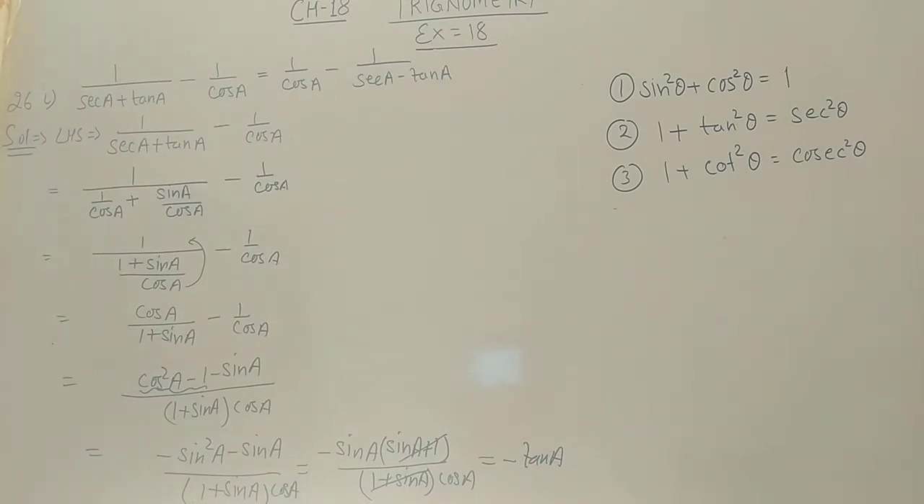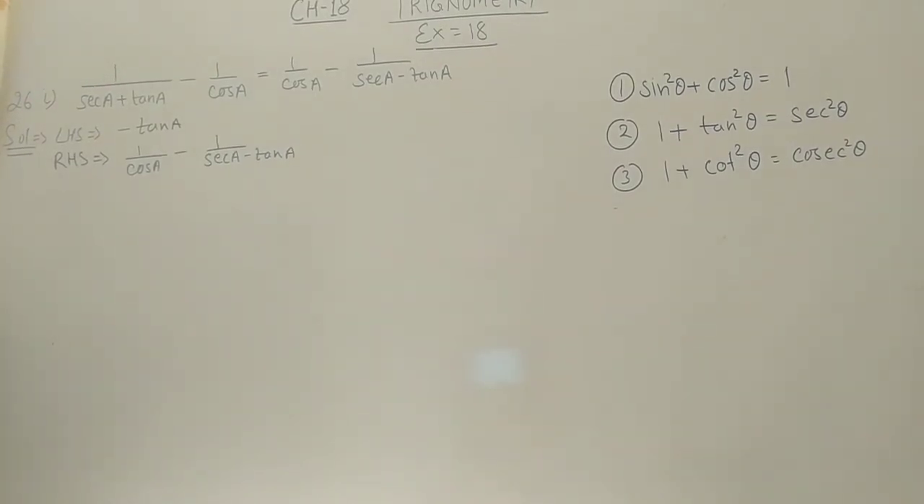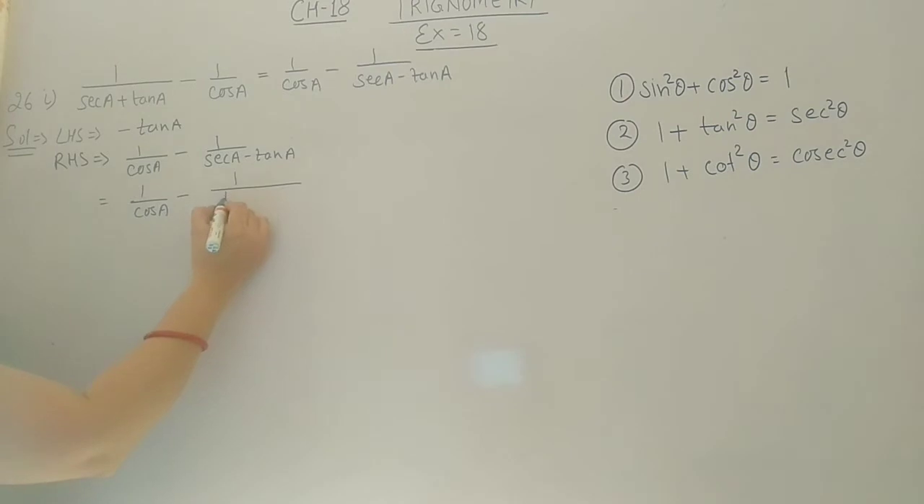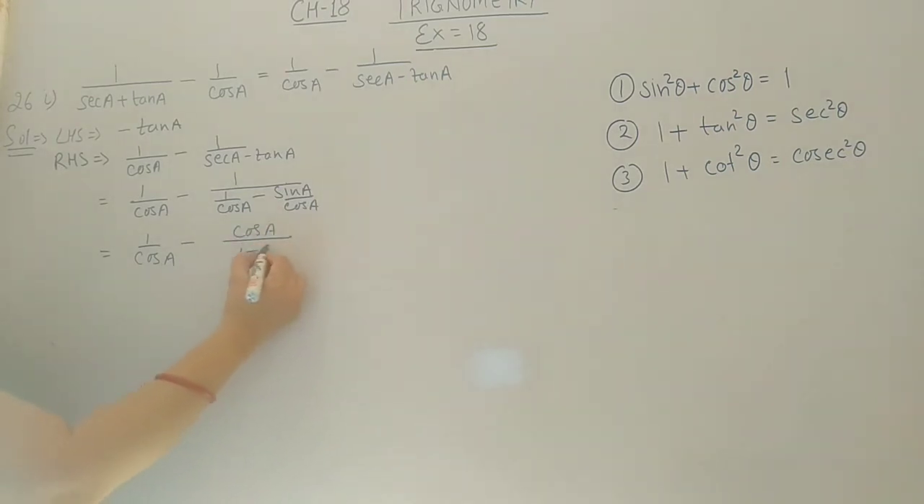Now similarly we will calculate the right side also. On the right side also we will change sec and tan first. So it will be 1 by cos A minus 1 by sec A minus tan A, where sec A we can write 1 by cos A, and tan A we can write sin A by cos A. After that we can take LCM, and cos A we can shift up. We will get 1 by cos A minus cos A by (1 − sin A).